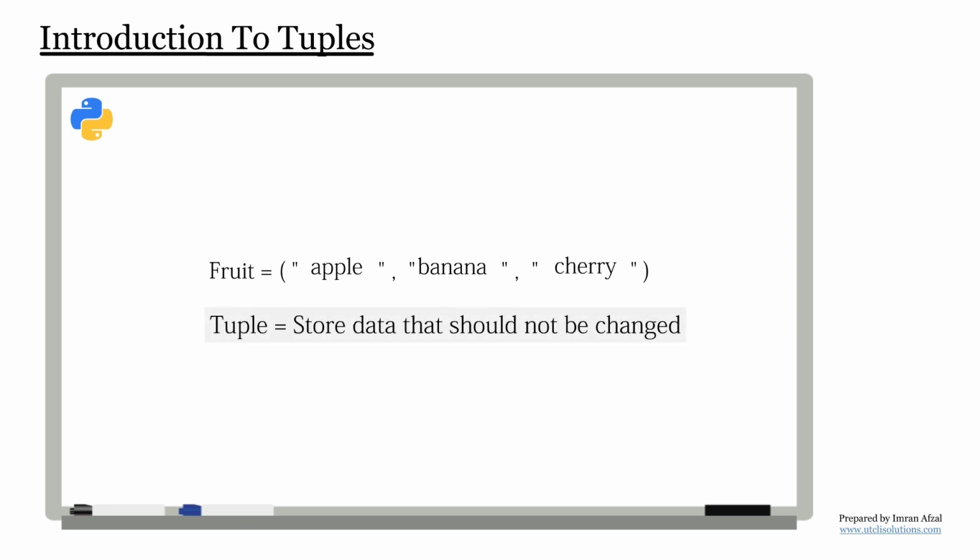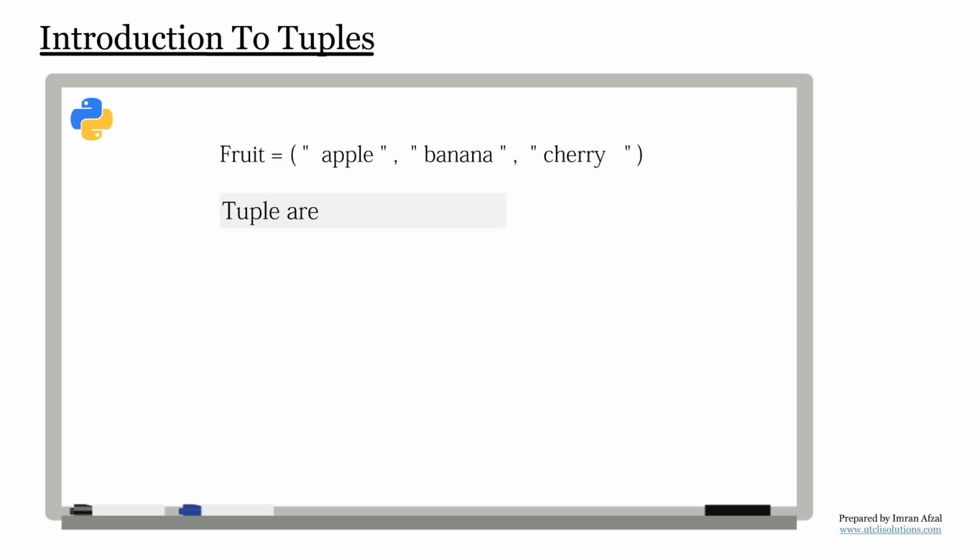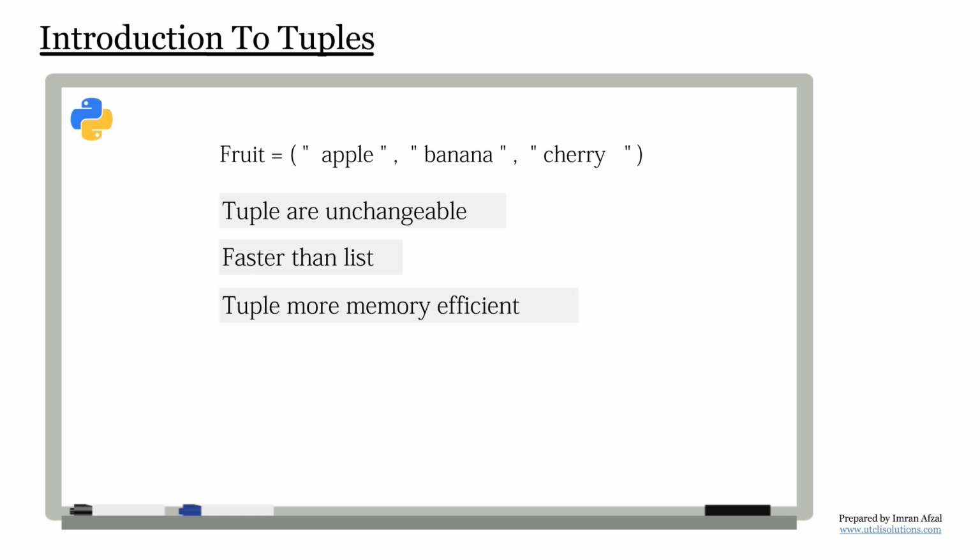This makes a tuple different from a list, which allows changes, right? If you remember. Since tuples are immutable, which means unchangeable, they are faster than lists when working with a large amount of data. Python optimizes tuple storage, making it more memory efficient.